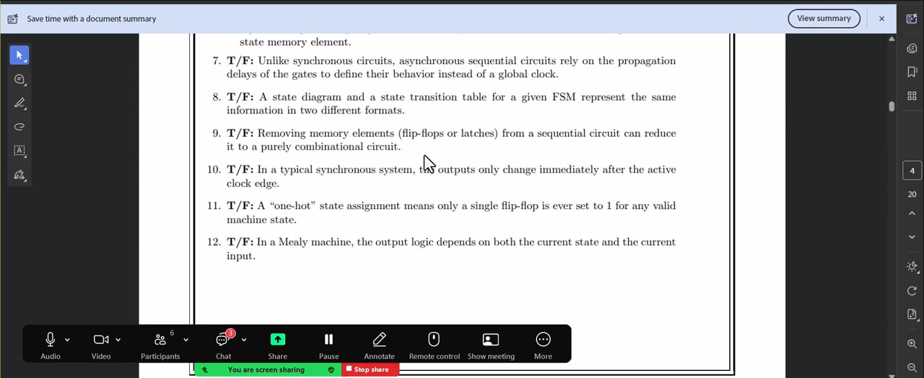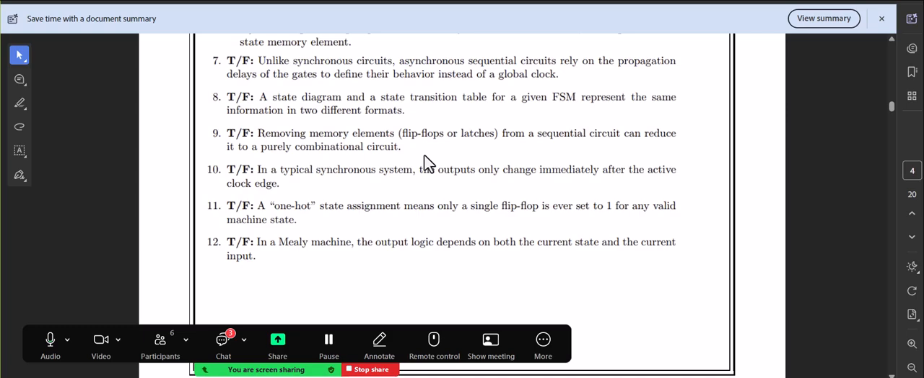A one-hot state assignment means only a single flip-flop is ever set to 1 for any valid machine state. Oh wait, the one hot means the 0 is true, right? No. One hot means that only one single flip-flop is ever set to 1 for any valid machine state. It means that of your outputs, they would all be 0 except for one of them. So like your states are 0001, 0010, 0100, 1000. Those are your states. So one hot encoding means that each of your states just has one 1 in it.